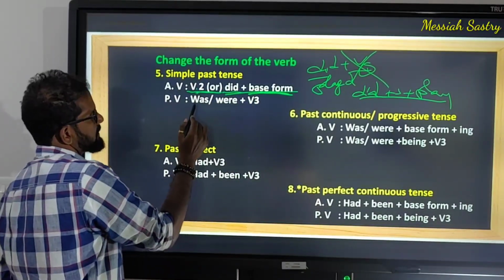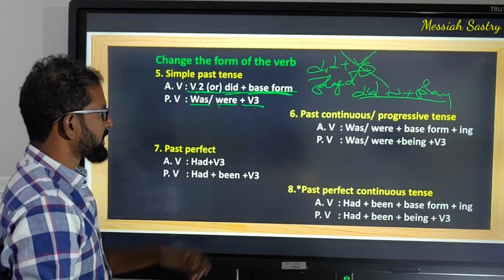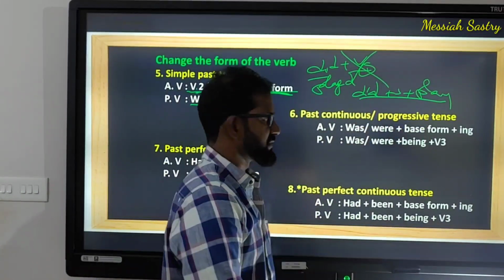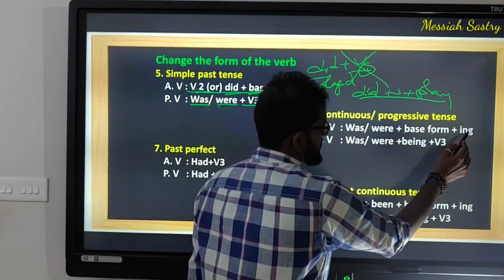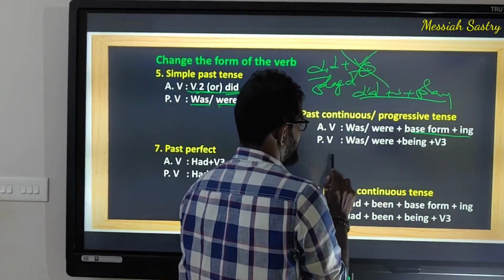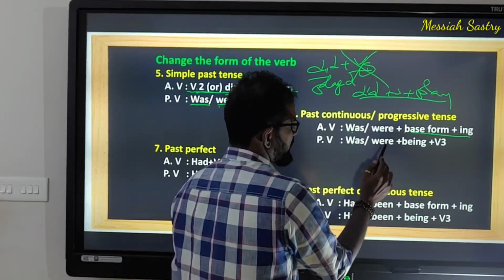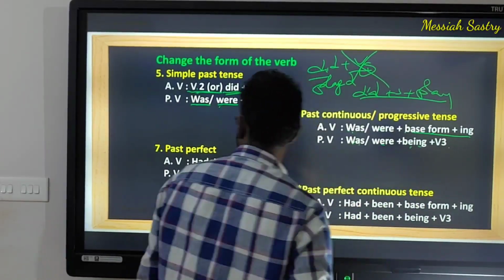Next, passive voice. Was, were plus V3. Was played, were played. Next, past continuous progressive tense. Active form: was, were plus base form plus ing. Base form means playing. Was playing, were playing. Passive voice: was being played, were being played.